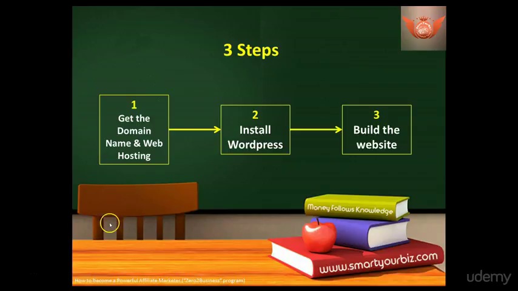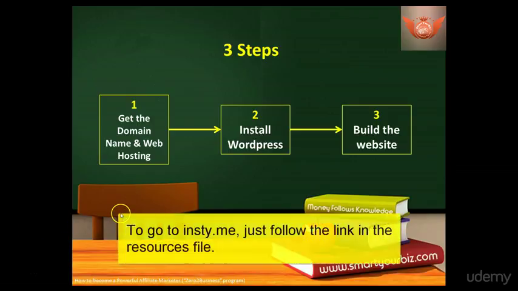So let's get started by the step 1, getting the domain name and the website hosting by going to Insti.me, and to do so, go to your web browser and type in the address you see on your screen. Or more easily, just click on the link below this video saying get your domain name and web hosting here, which is, must be said, my affiliate link, and thank you for your support.